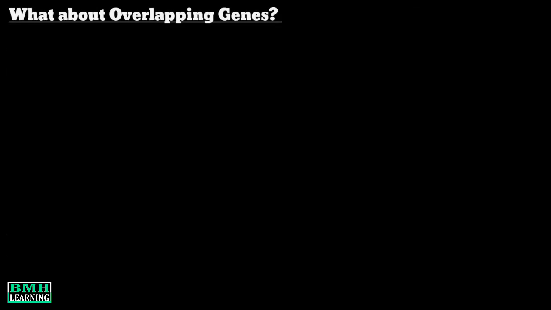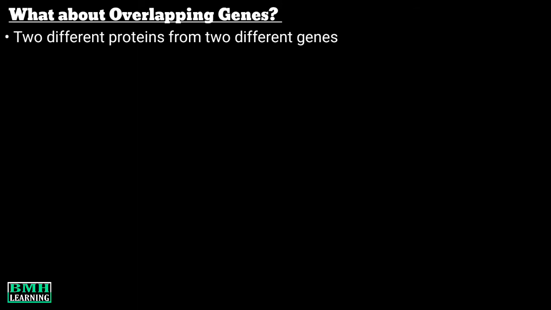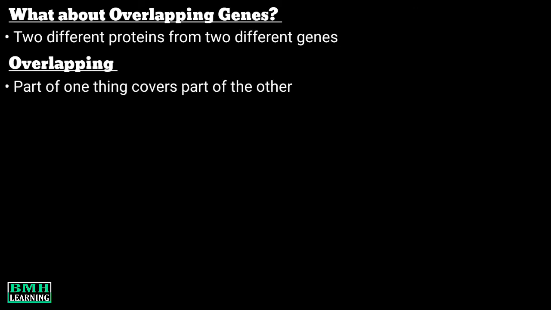So what about the overlapping genes? When we are talking about overlapping genes, that simply means we are concerned about two different proteins from two different genes. Now the question is, how do overlapping genes do so? To get into that, focus on the term overlapping. When two things overlap, part of one thing covers part of the other.